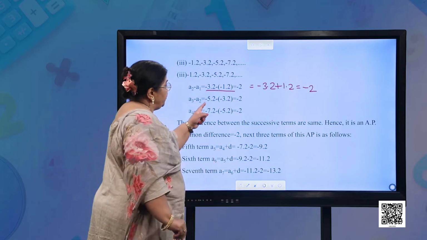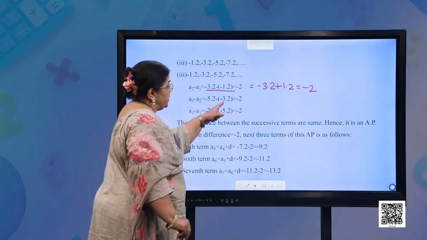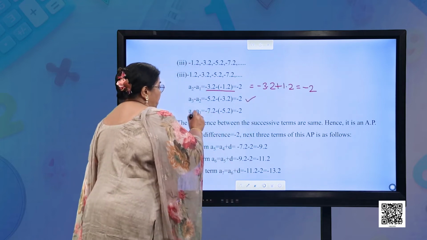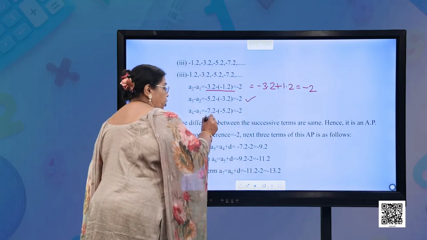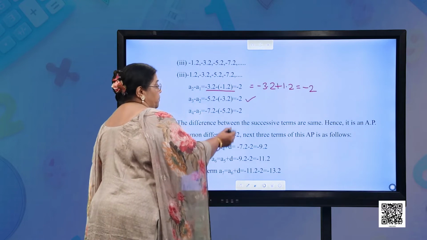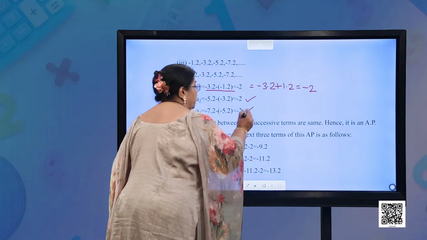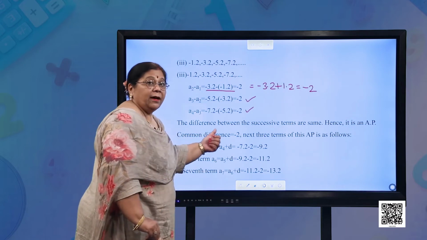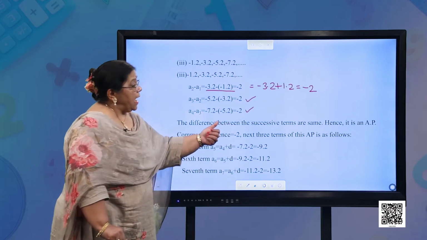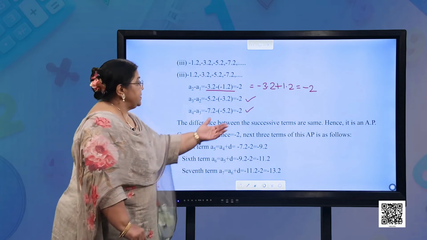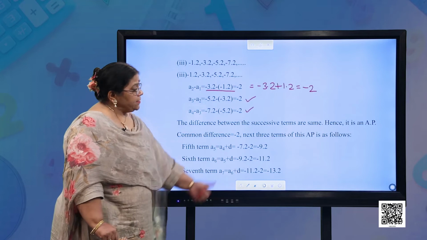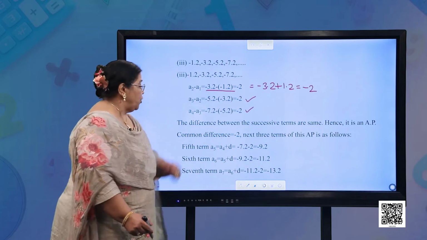Likewise, minus 5.2 minus of minus 3.2 will again give me minus 2, and A4 minus A3, minus 7.2 minus of minus 5.2, is going to give me minus 2 again. What do you notice? The difference between the successive terms are same, hence it is an AP. Common difference is minus 2 and next 3 terms of the AP will be as follows.